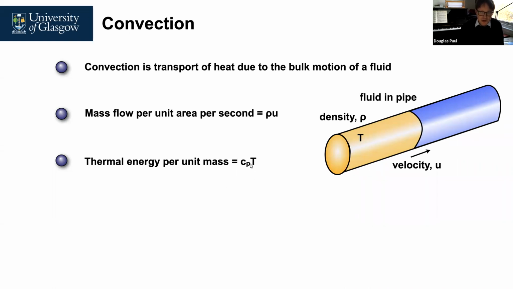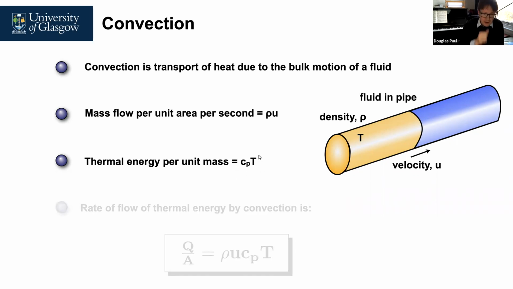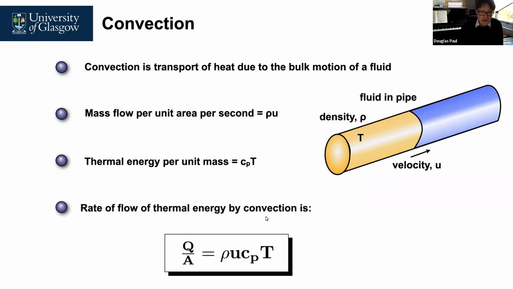So the thermal energy per unit mass is going to be the specific heat capacity at constant pressure times the temperature. And so the rate of flow of thermal energy by convection through this pipe is going to be, well, the heat energy divided by the area of the pipe is the density of that liquid times the speed. So this is just the mass flow per unit area per second, times the specific heat capacity times the temperature.